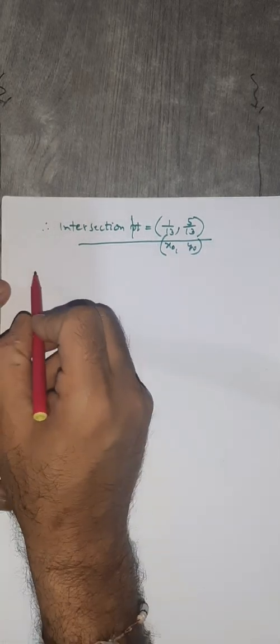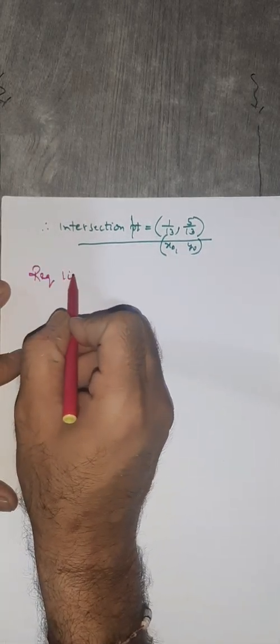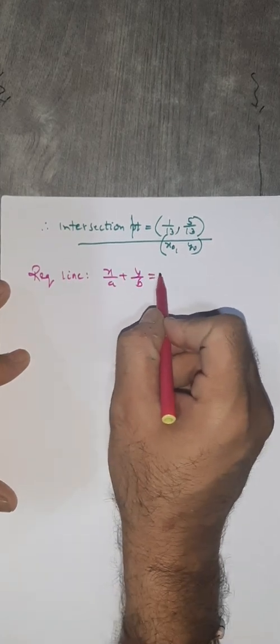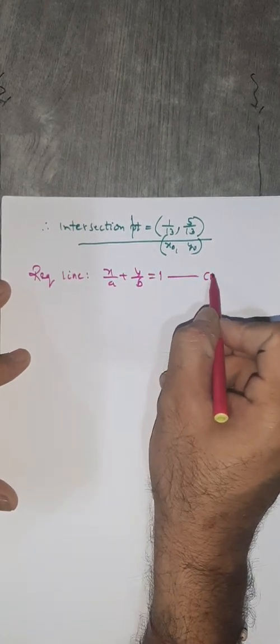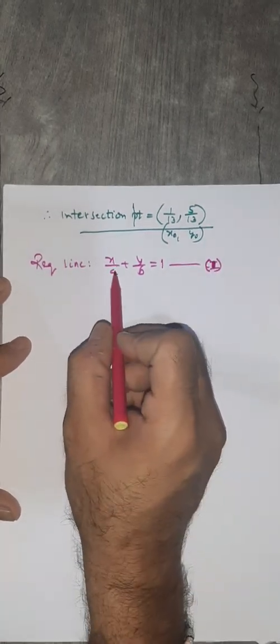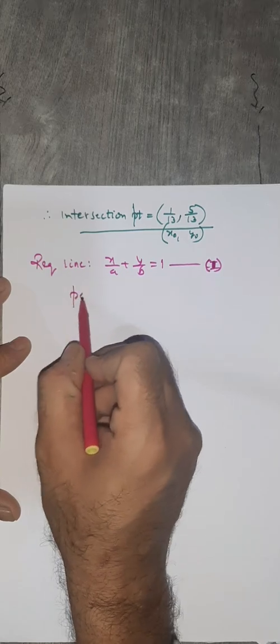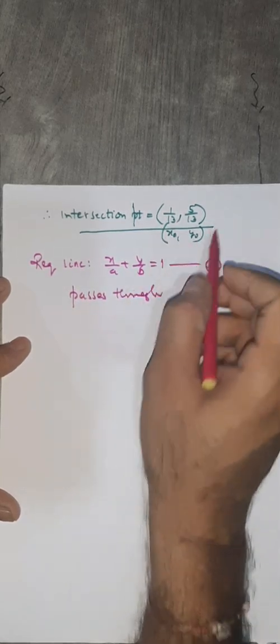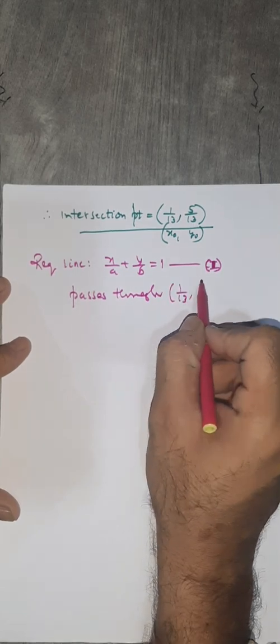Okay. Now what is our required line? The required line is in this form. Which form? x upon a plus y upon b equals 1. Why is it in this form? Because the question talks about two intercepts. So this line passes through that intersection point, 1 upon 13 comma 5 by 13.